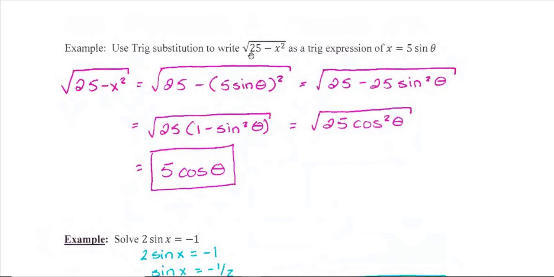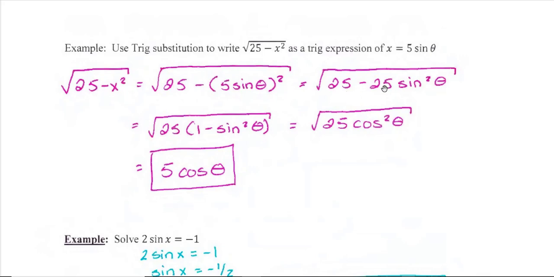That prevents us from being able to distribute this square root, saying that's the square root of 25 minus the square root of x squared. So we cannot do that because of that minus sign. So I'll take this x and replace it with 5 sine of theta. 5 sine of theta squared is 5 sine of theta times 5 sine of theta, which gives me 25 sine squared of theta. Again, I can't distribute this radical right here because of this minus sign.